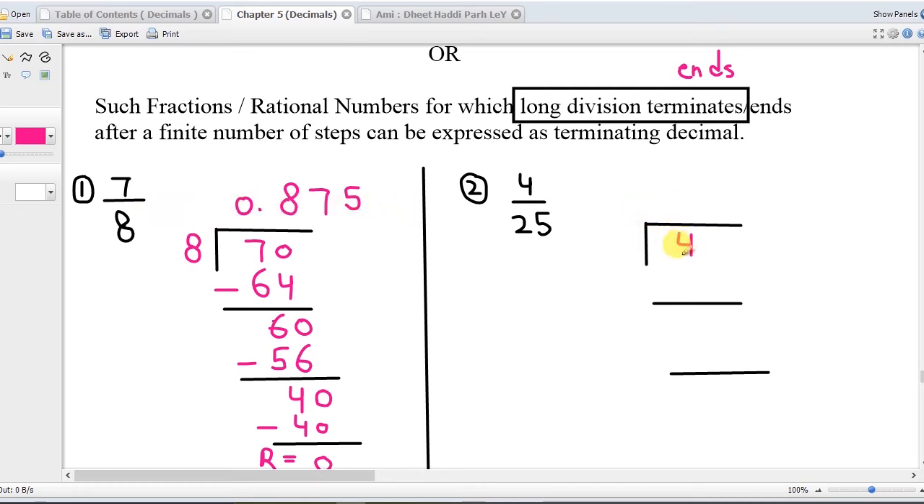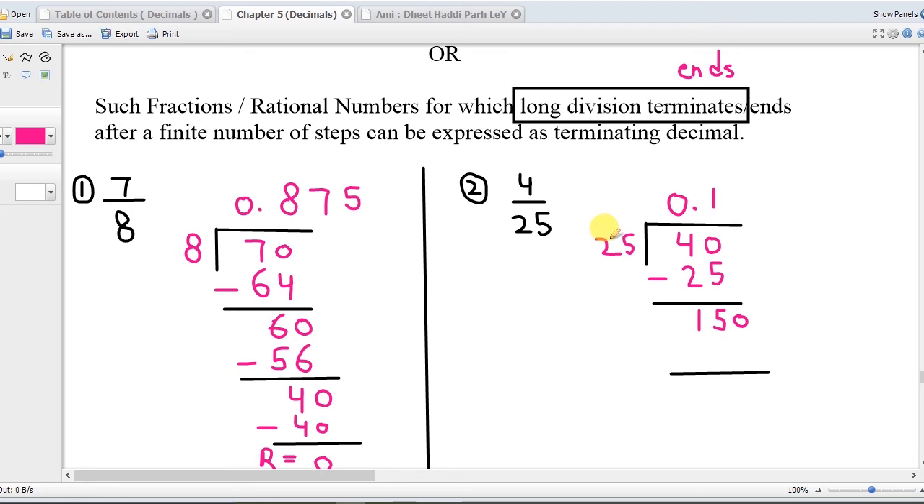Similarly, let's solve the next question. 4 comes inside, 25 is my divisor. Since we cannot divide, I'm going to put a 0 with a decimal point. Now I'm allowed to put 0 here. 1 times 25 is 25. Take away these numbers, the remainder we are left with is 15. Since this 15 is smaller, I have to put a 0.